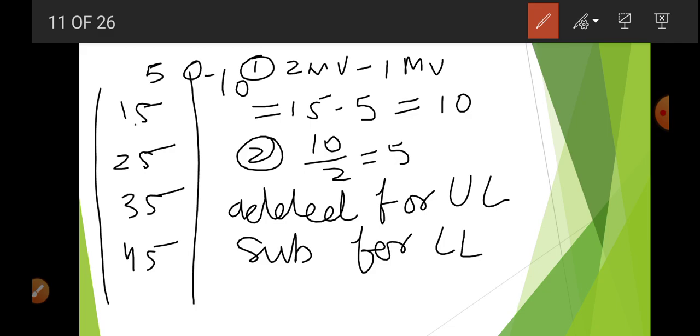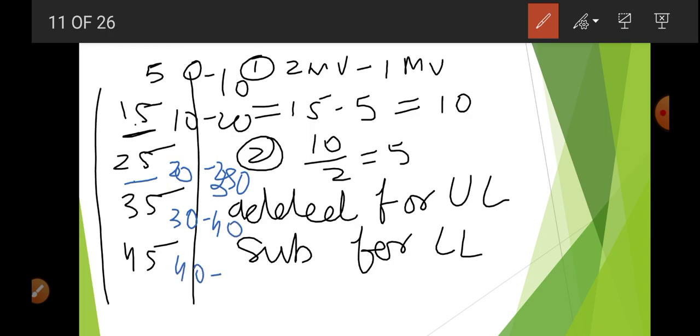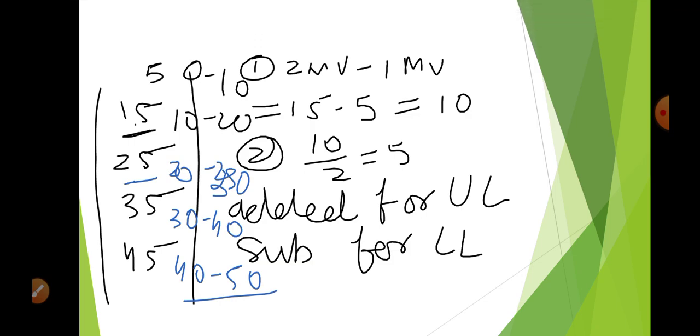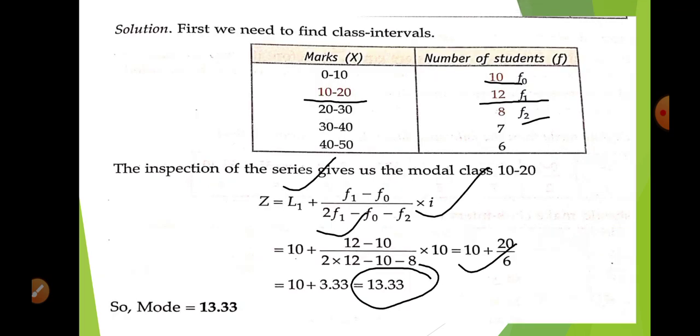Same way, with 15, when we subtract 5 it becomes 10, and when we add, it becomes 20. With 25, subtracting gives 20 and adding gives 30. With 35, subtracting gives 30 and adding gives 40. With 45, subtracting 5 gives 40 and adding gives 50. In this way we are able to calculate all the lower and upper limits for the class intervals.